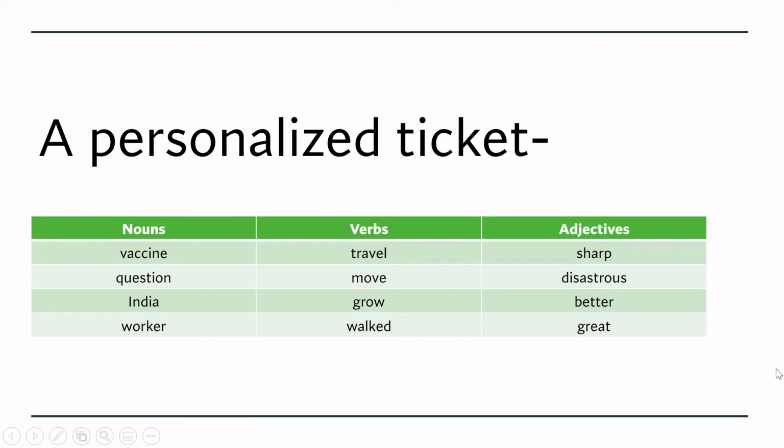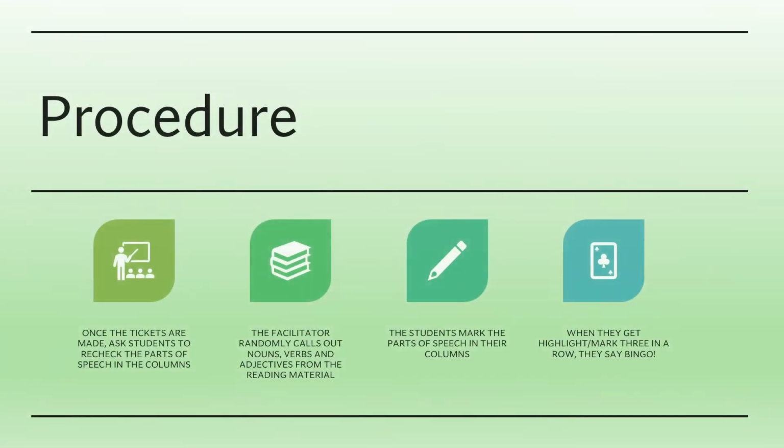This is an example of what their bingo ticket may look like in their notebook. The student has read all of these nouns, verbs, and adjectives in the article, and they've listed them in the columns. What do you do from here?